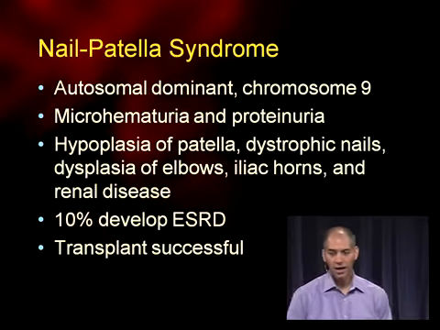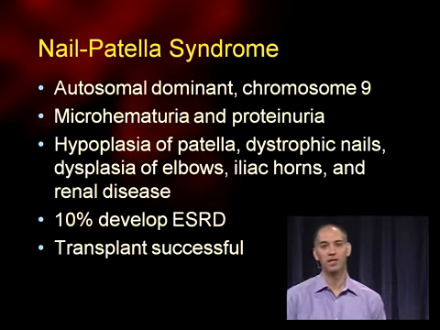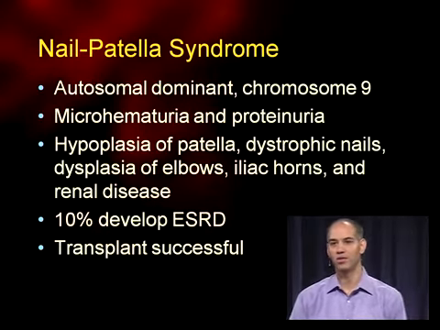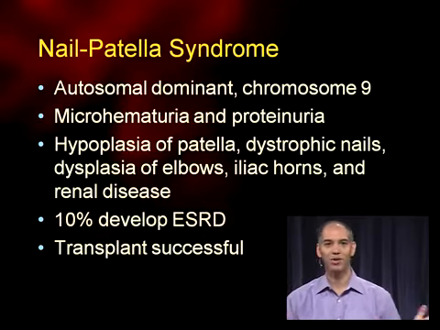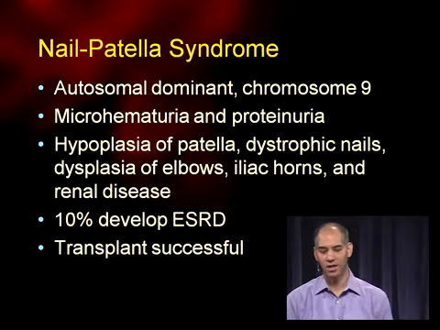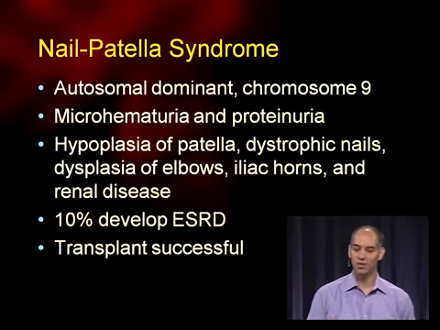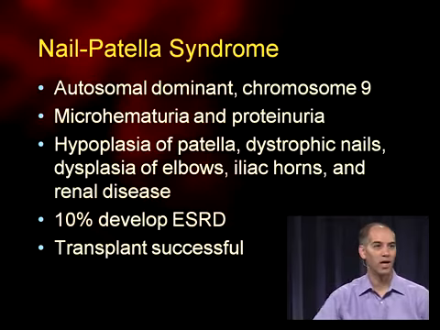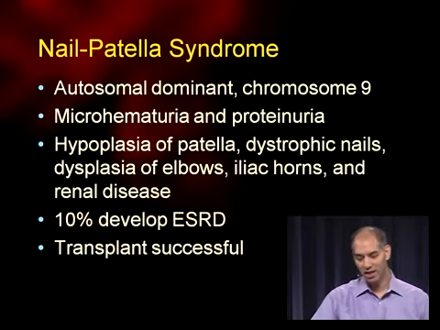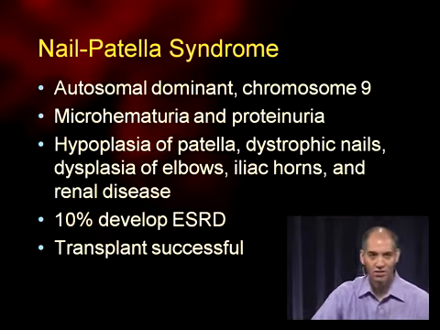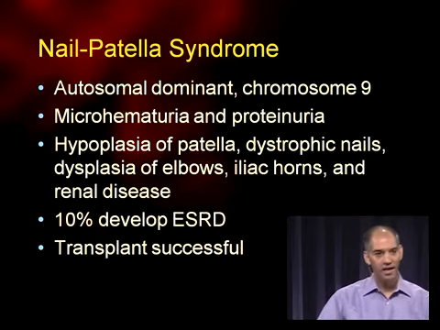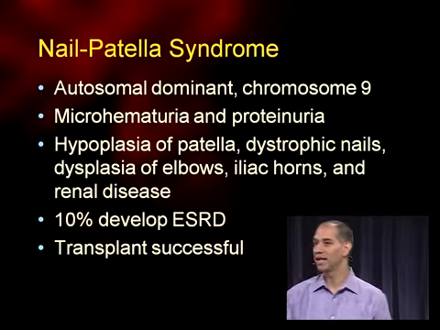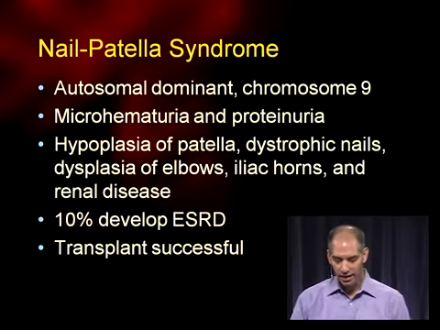but there is now a therapy for it. Nail patella syndrome, again, this is another one of these conditions that I have not taken a board exam that did not include someone with nail patella syndrome. I don't know who writes these board questions, but they love nail patella syndrome. It's an autosomal dominant disease on chromosome 9. They present with microscopic hematuria and proteinuria, and then they have hypoplasia of their kneecaps, the patella, and dystrophic-looking nails. 10% of these patients do develop ESRD, so it's a real condition.